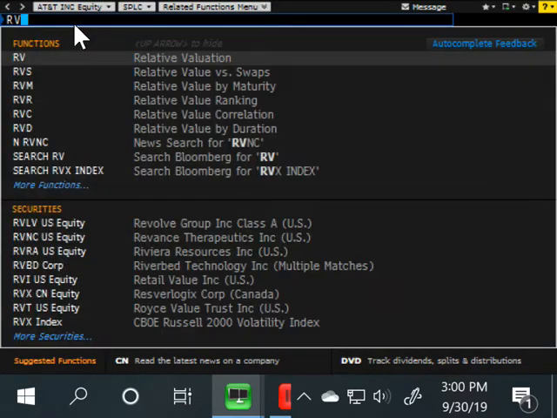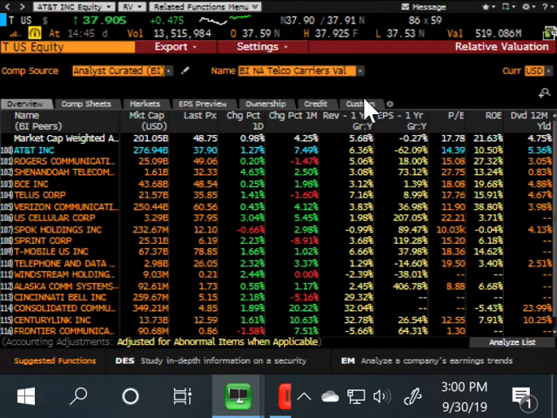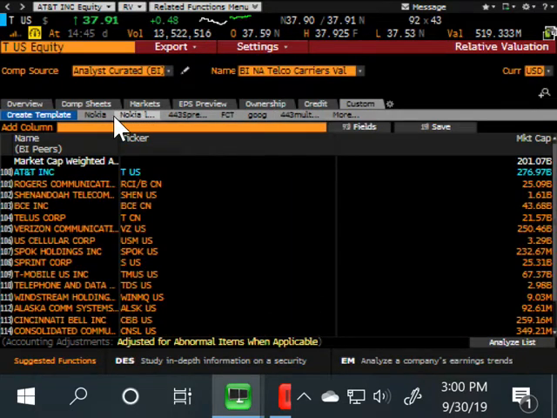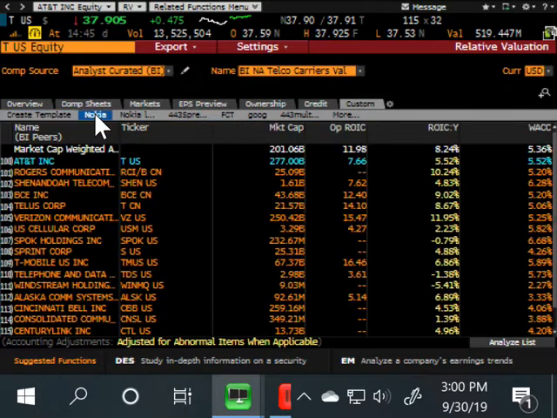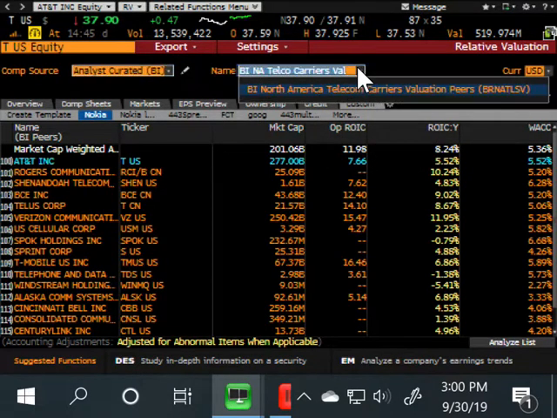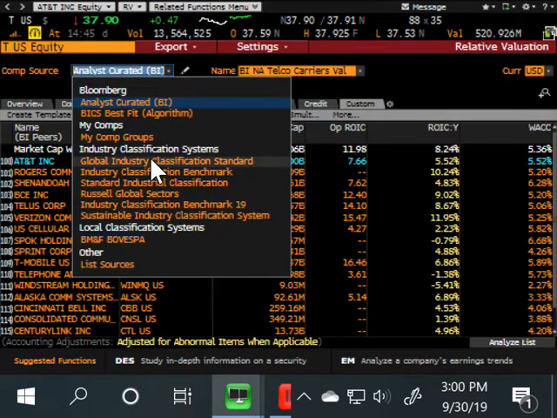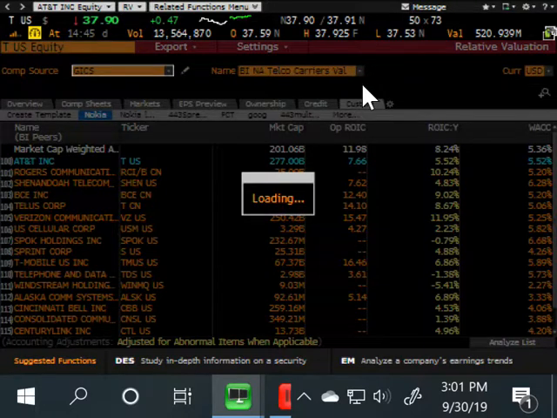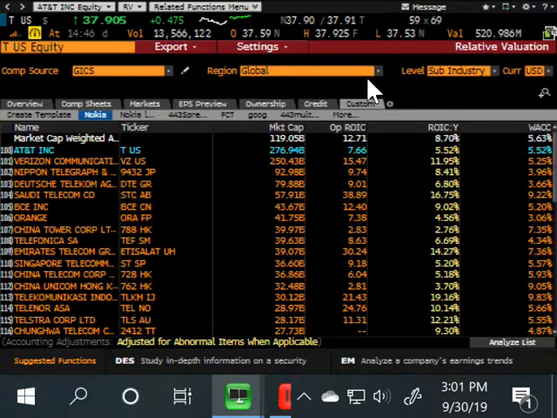And once we go to AT&T, we'll go back to RV. And then what I'm going to do is go to custom, and I'm going to look at spreads. But instead of just looking at North American, we'll go best fit, analyst curated. Actually, let's go GICS, which is the Global Industry Classification Standard, and global. So is this an attractive market the carriers have? Yes. But ROIC overall, not as much. And more importantly, some of the big carriers aren't all that attractive.